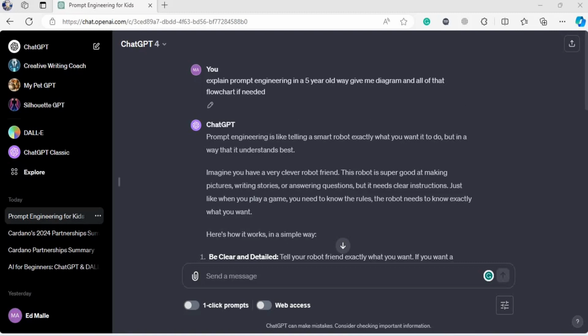What is prompt engineering? What I did is that I asked ChatGPT 4 what prompt engineering is, and I said, explain it to me in a 5-year-old's way, with diagrams, flowcharts, whatever you want. This is what ChatGPT said. Prompt engineering is like telling a small smart robo exactly what you need to do with it, but in a way that it understands the best.